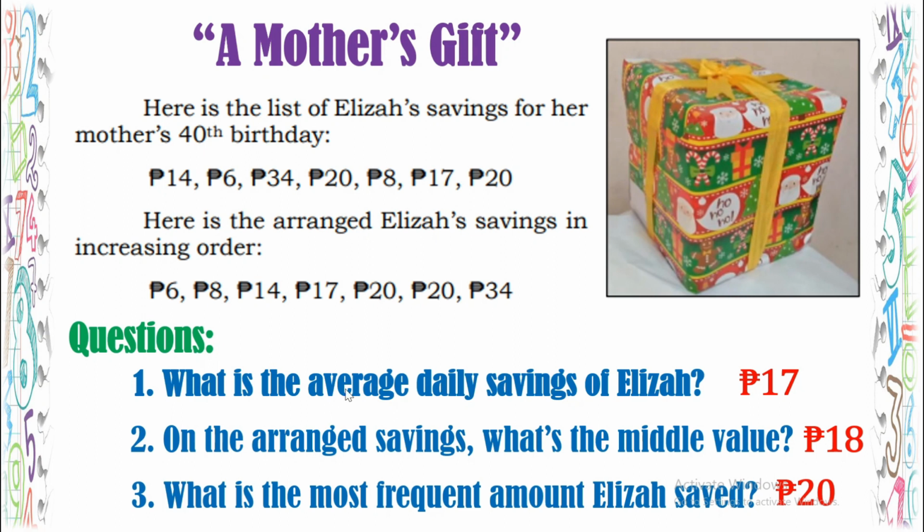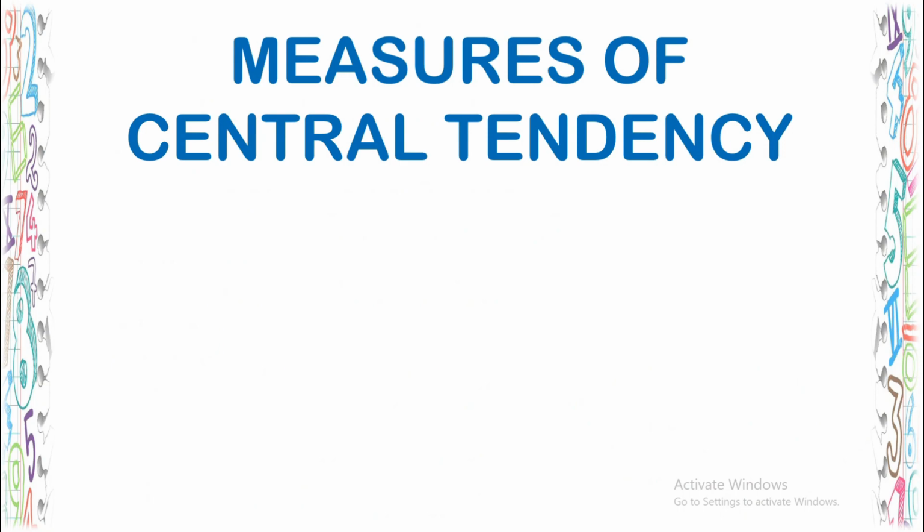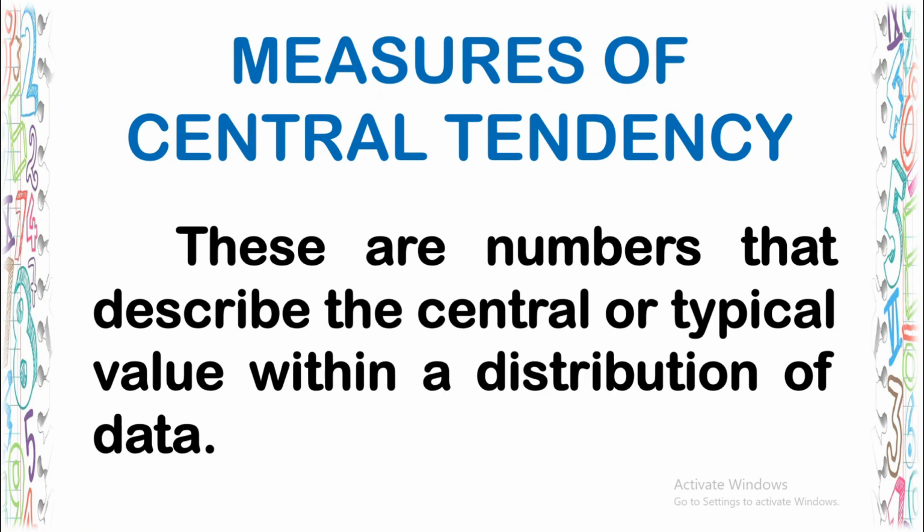With that, I know that you're now ready for the discussion on the different measures of central tendency. But what do we mean when we say measures of central tendency? These are numbers that describe the central or typical value within a distribution of data. So these are used to represent the given data. There are three measures of central tendency. We have the mean, the median, and the mode. Let's start with the first measure.